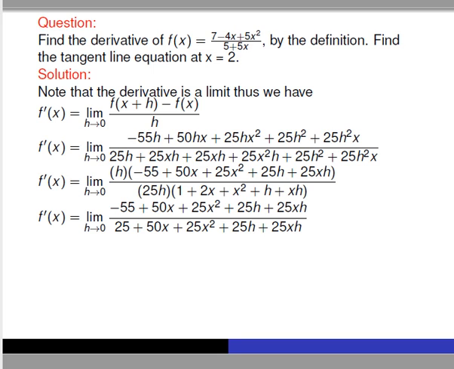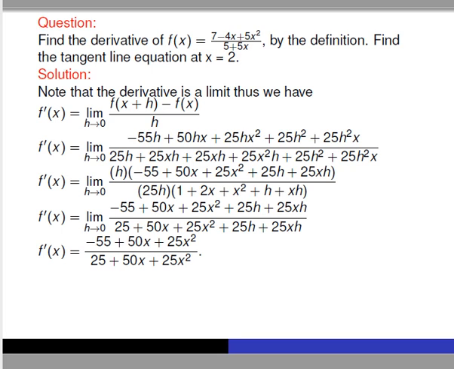When we simplify the previous expression, we have f prime of x is the limit as h goes to 0 of the fraction minus 55, plus 50 times x, plus 25 times x to the power 2, plus 25 times h, plus 25 times xh over 25, plus 50 times x, plus 25 times x to the power 2, plus 25 times h, plus 25 times xh.